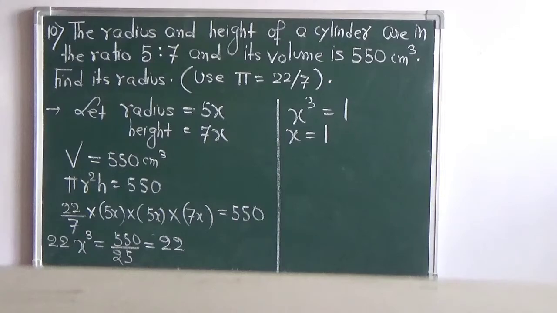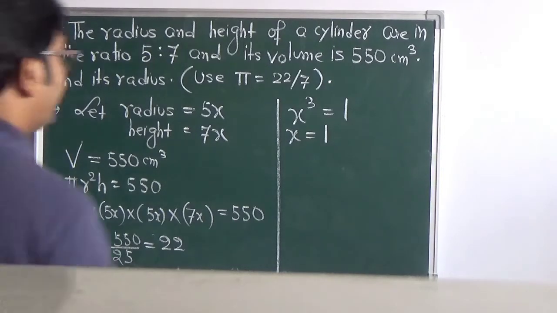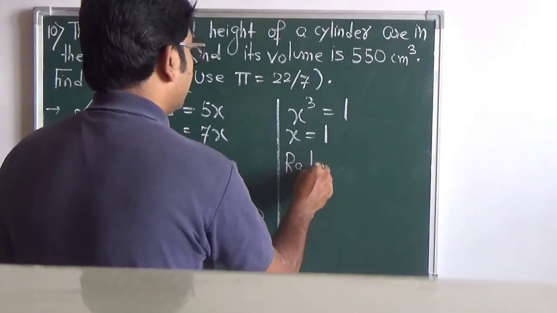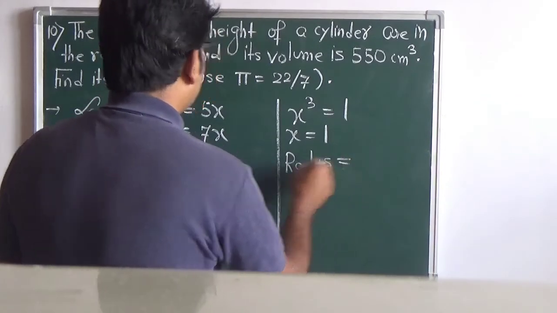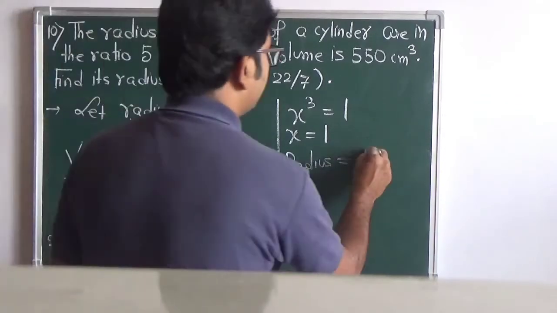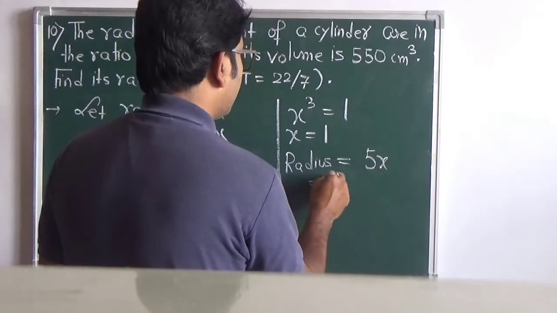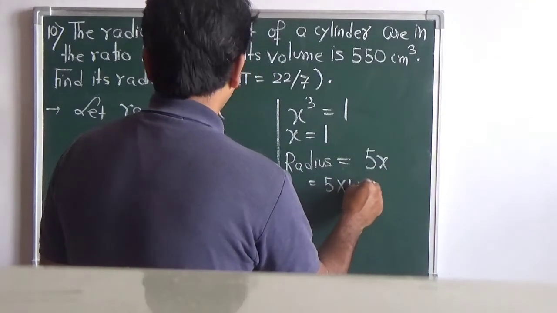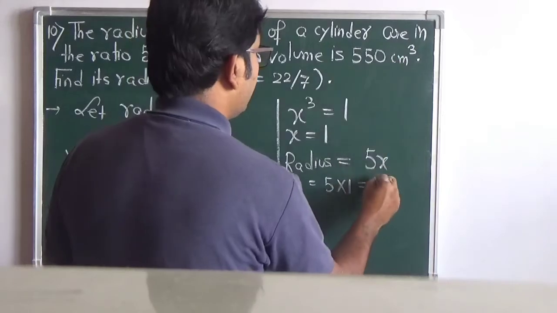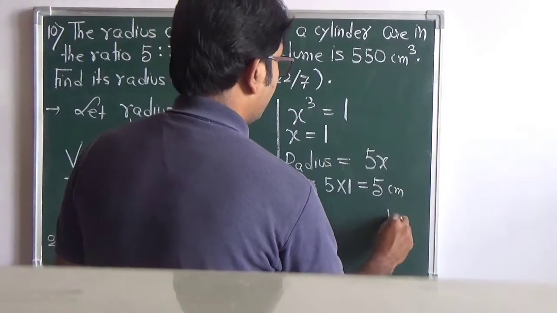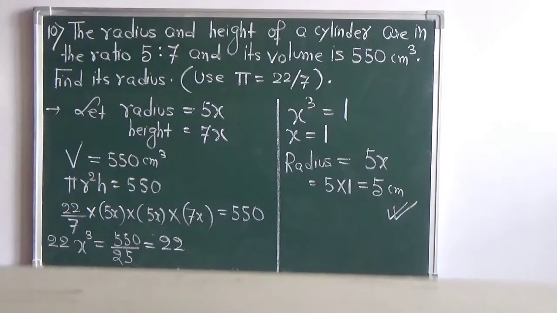So now we have the value of x equals 1, we have to find the radius. Now therefore radius is equal to, you have taken it as 5x, so that is equal to 5 into 1, and that is 5 centimeters. So this is it. Now we'll move on to our next question.